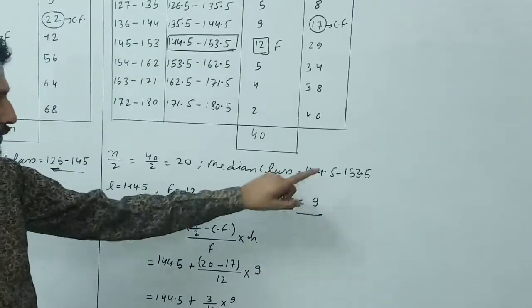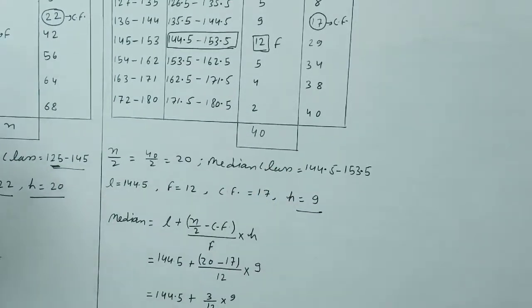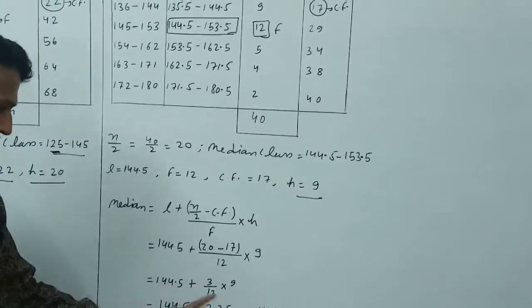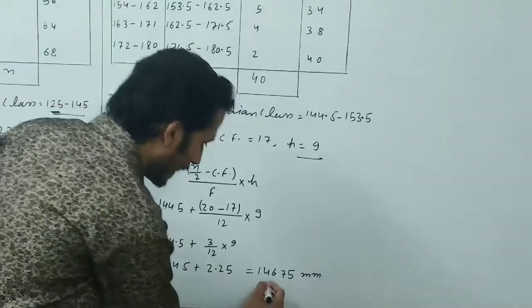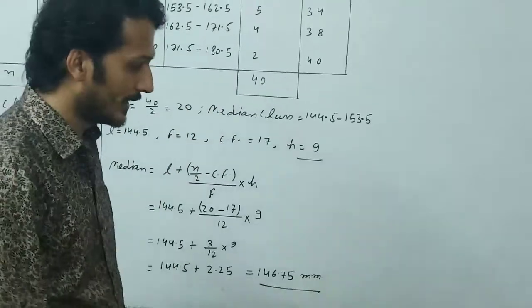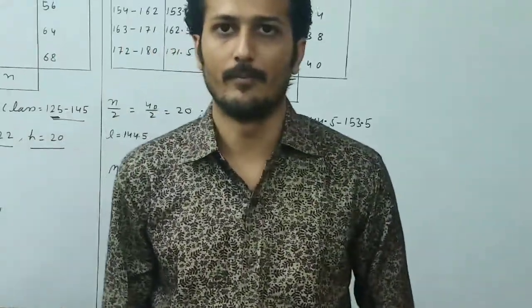The lower limit is 144.5, so L is 144.5. Now put the values in the formula of median. After simplifying it, we get the required answer, 146.75 mm. Thank you.